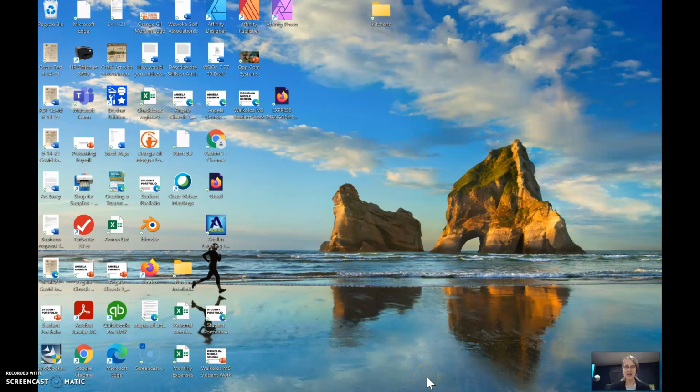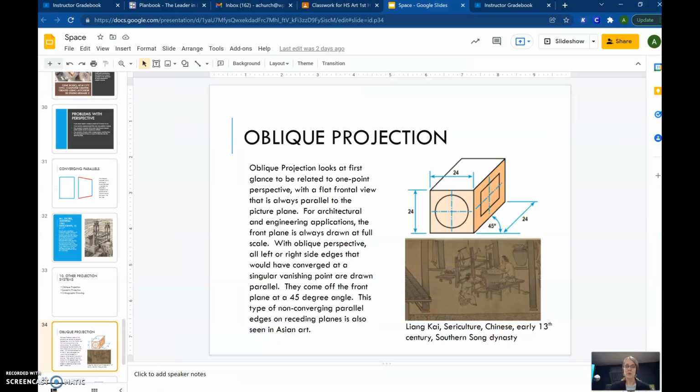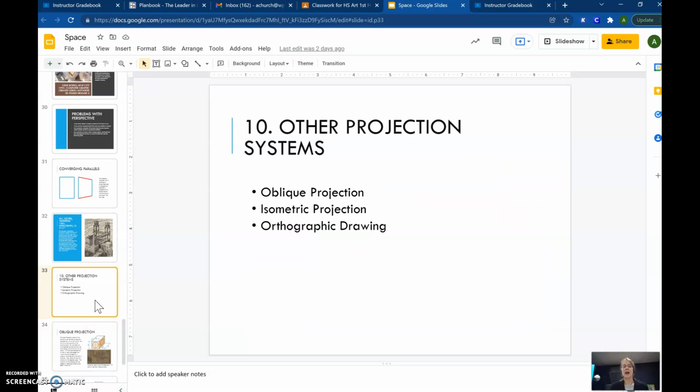I was at the tail end of discussing oblique projection, essentially. And again, just a quick review. We're looking at item number 10, other projection systems, which include oblique, isometric, and orthographic drawing.